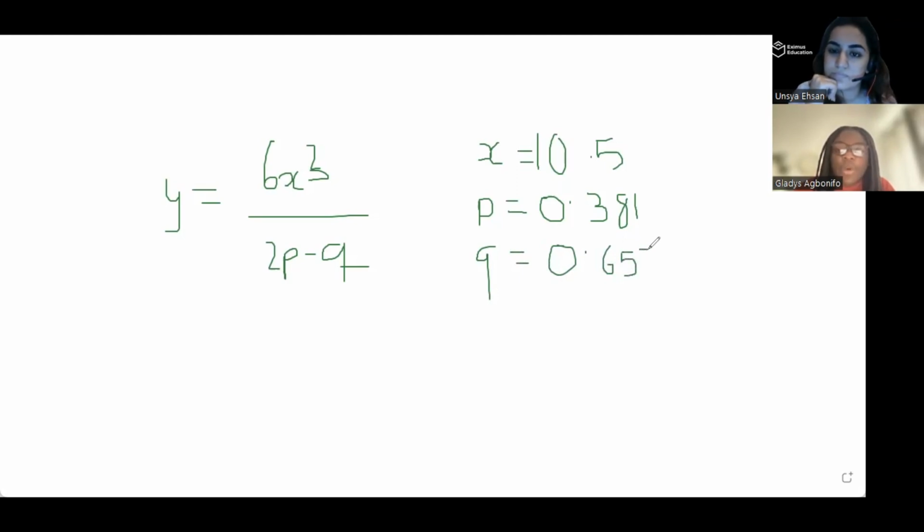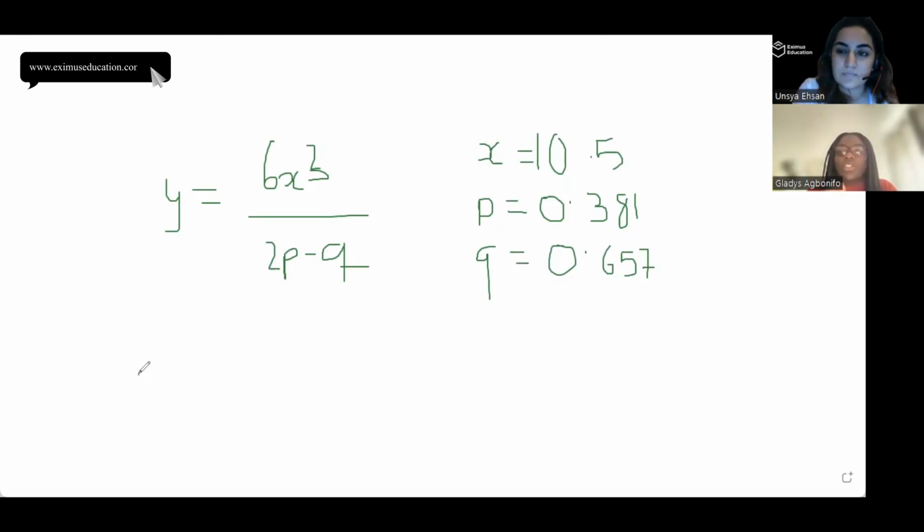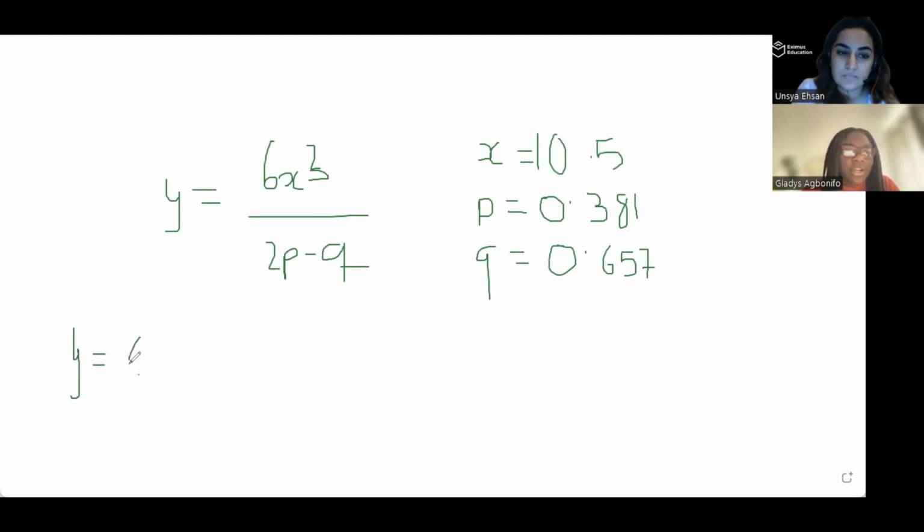So for the first part of the question, part A, all we'll have to do to get y is substitute each value by the number. So we would know that y is equal to 6 times 10.5 to the power of 3.